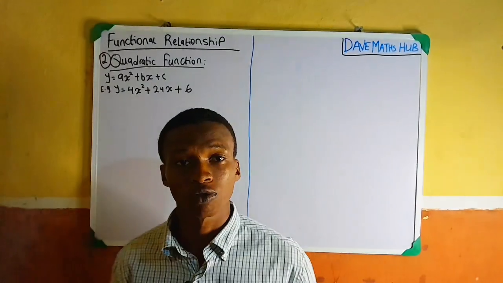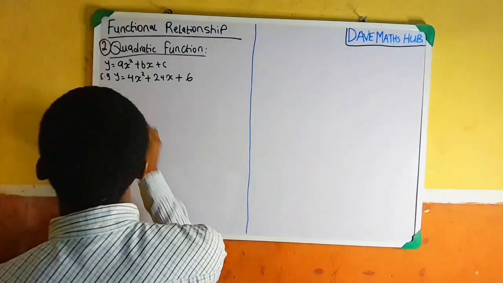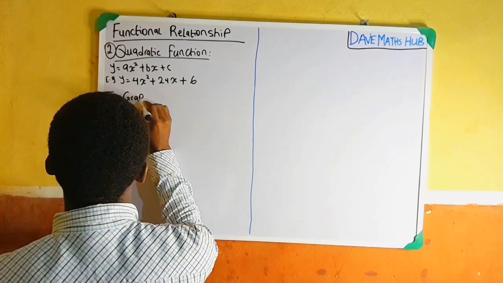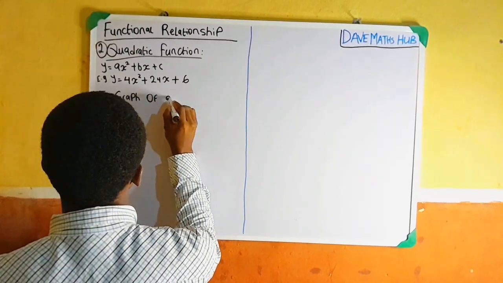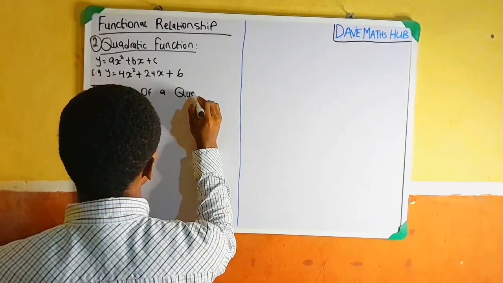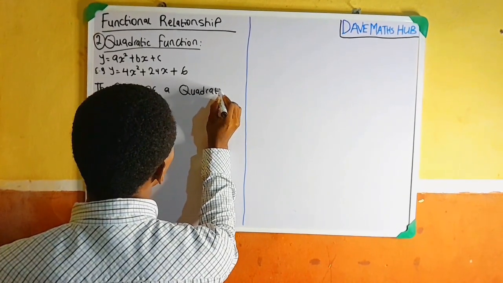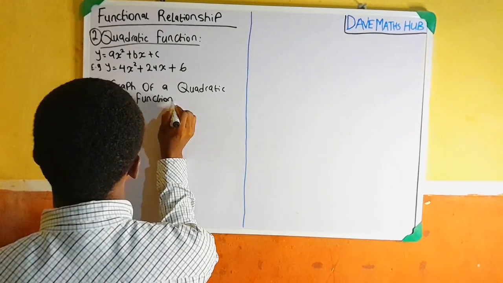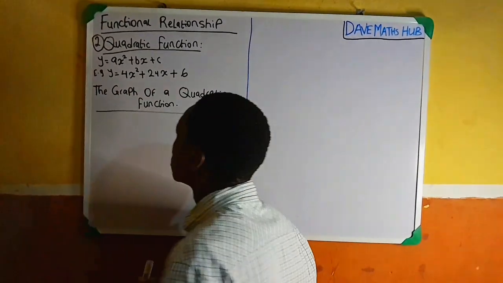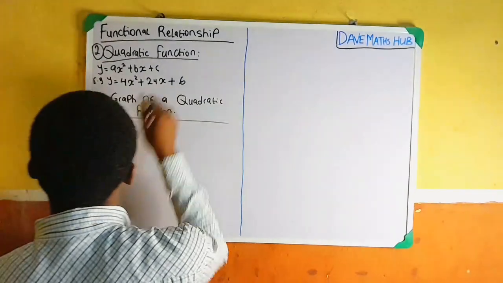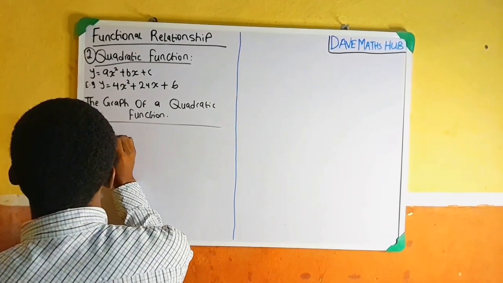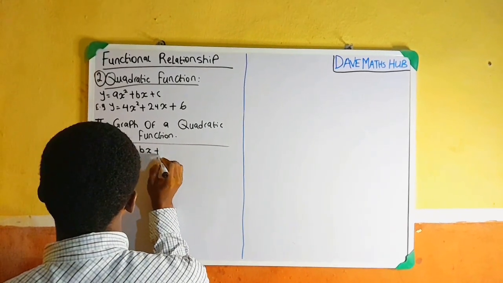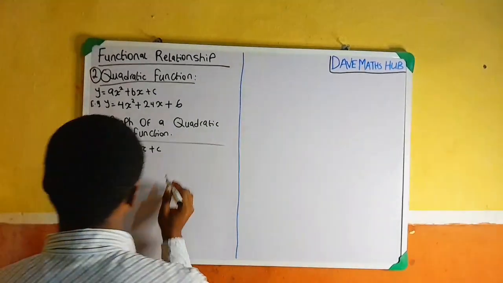Let's look at the graph of a quadratic function. So, the graph of a quadratic function given this equation y is equals to ax squared plus bx plus c is U-shaped.